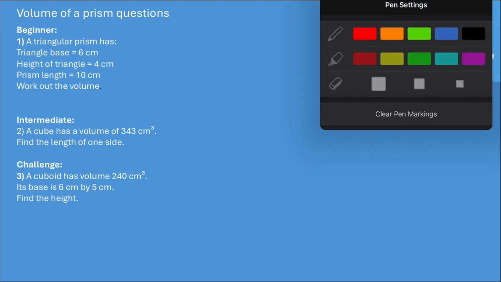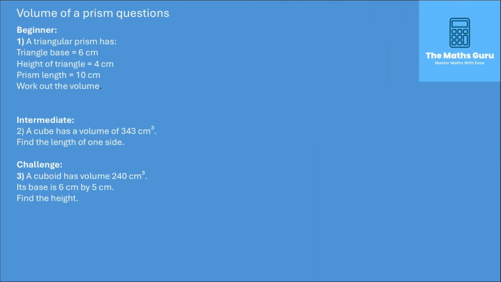Okay, moving on to the next question. A cuboid has a volume of 240 centimeters cubed. Its base is 6 centimeters by 5 centimeters, find the height. So we have that the cuboid's base is 6 centimeters by 5 centimeters. That is the base of the cuboid. So we now need to work out the height.